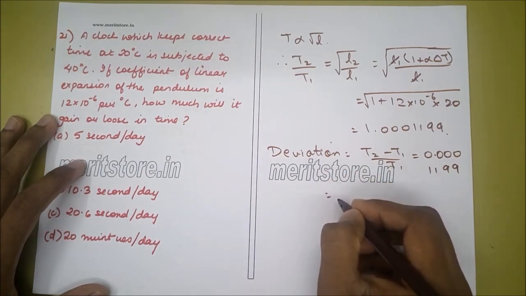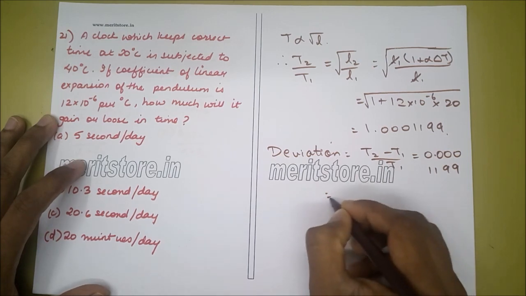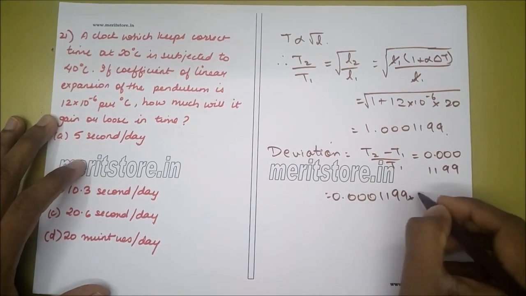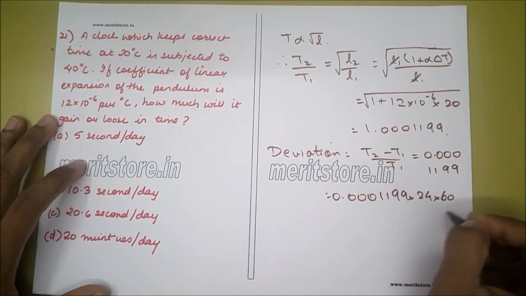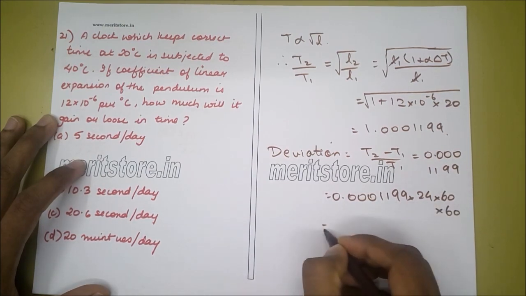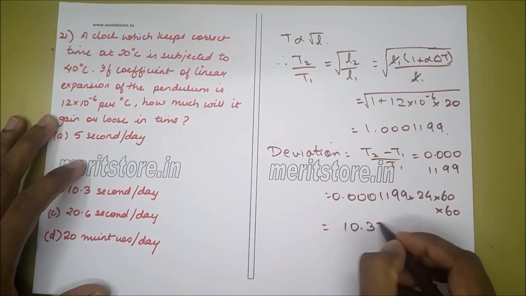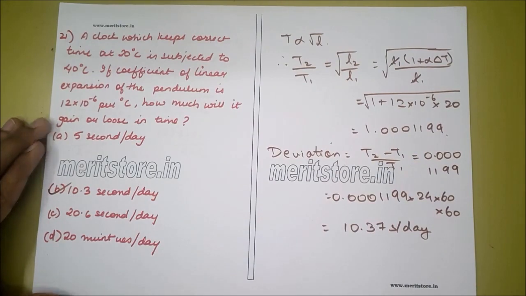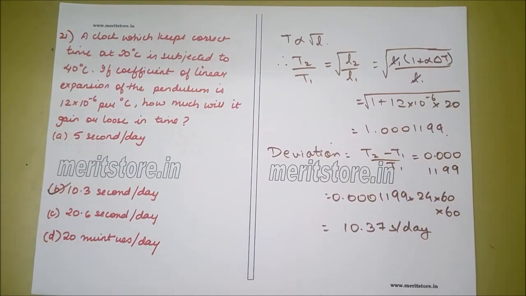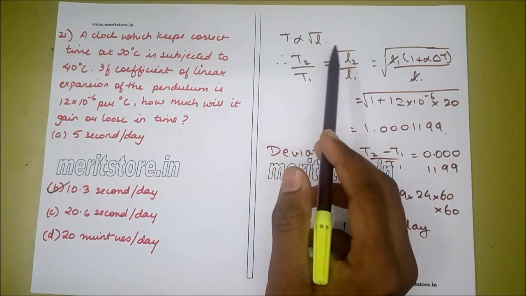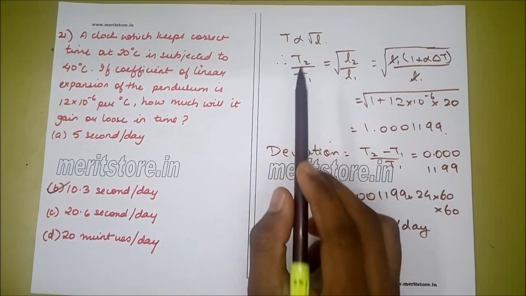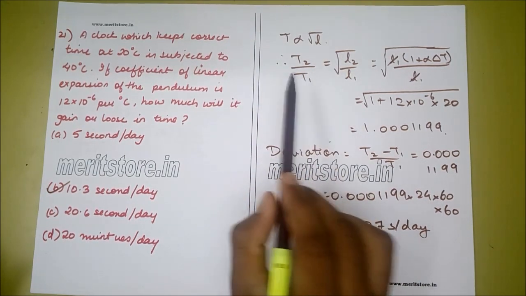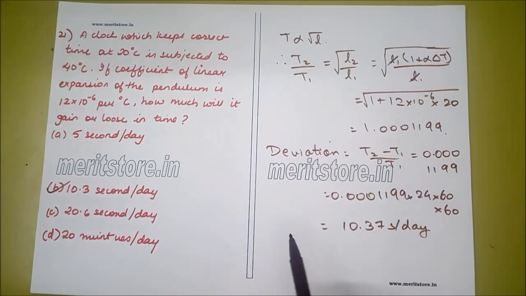So let us convert it into seconds. That would be 0.00011199 times 24 hours into 60 minutes into 60 seconds. So that we get as 10.37 seconds per day. Hence option B, 10.3 seconds per day, is the correct answer. In this, as the time period is proportional to the length, and since length is increasing, the clock would basically count longer times and hence it would be losing time.